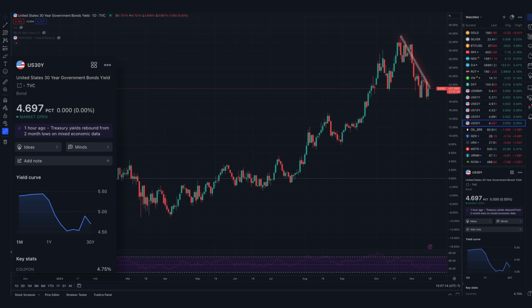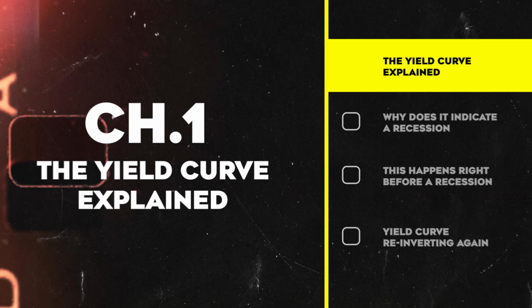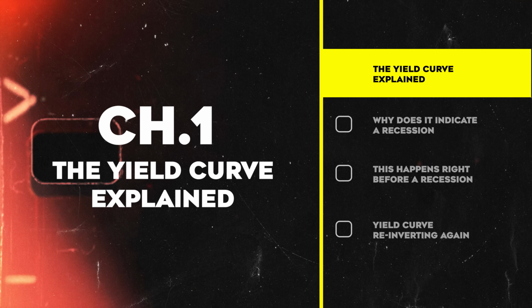But the reason why that's strange is because the way it's been uninverting is different than any time it has uninverted in the past. And on top of all of that, recently, because of the fall in long-term interest rates, the yield curve has actually been re-inverting yet again. So why is this happening and what does it mean for you? First, we have to explain exactly what the yield curve is.